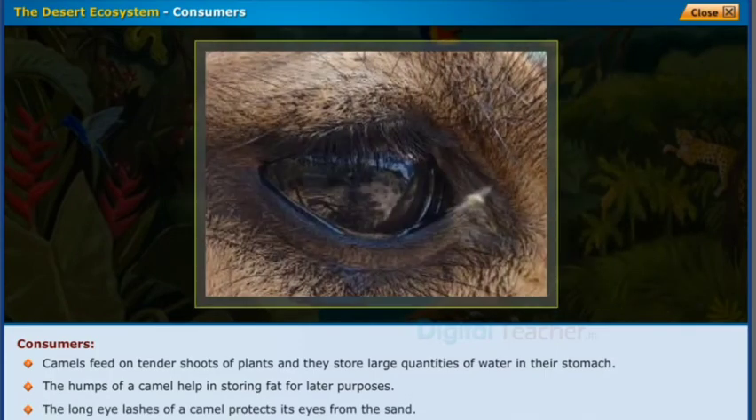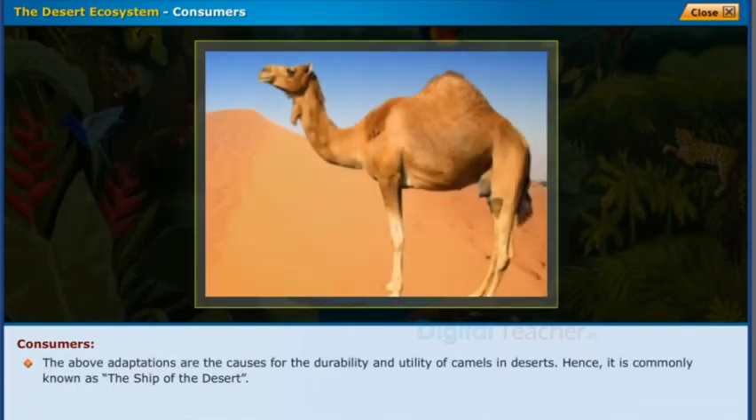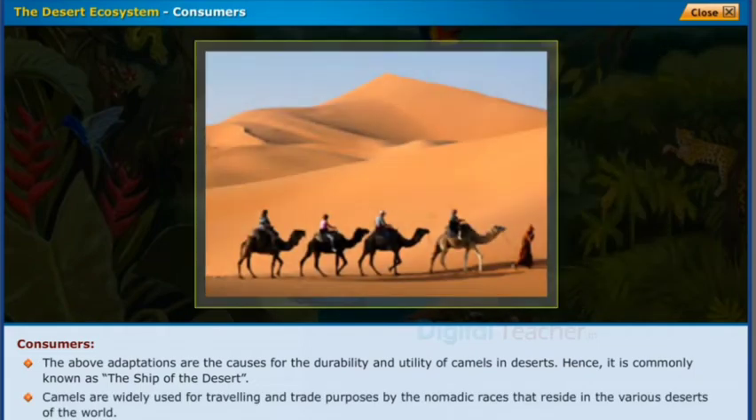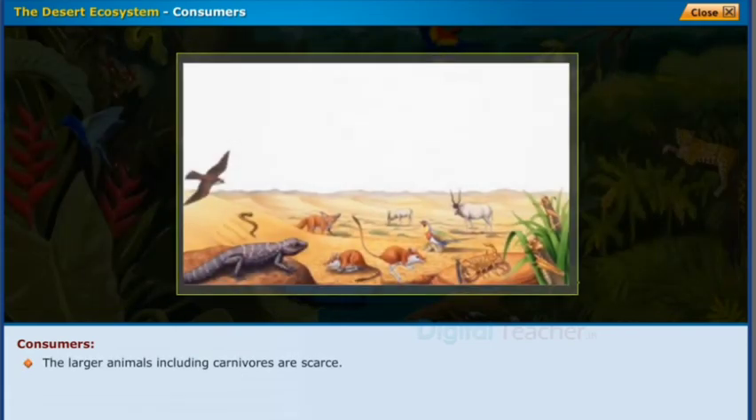The long eyelashes of a camel protects its eyes from the sand. The above adaptations are the causes for the durability and utility of camels in deserts. Hence, it is commonly known as the ship of the desert. Camels are widely used for traveling and trade purposes by the nomadic races that reside in the various deserts of the world. The larger animals, including carnivores, are scarce.